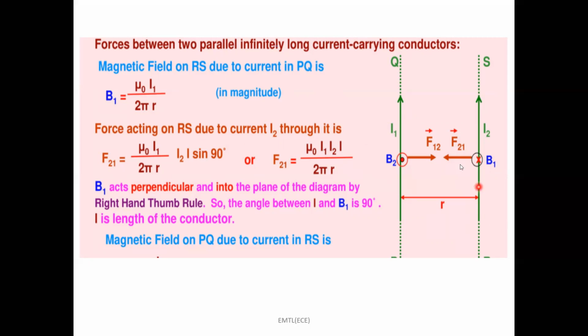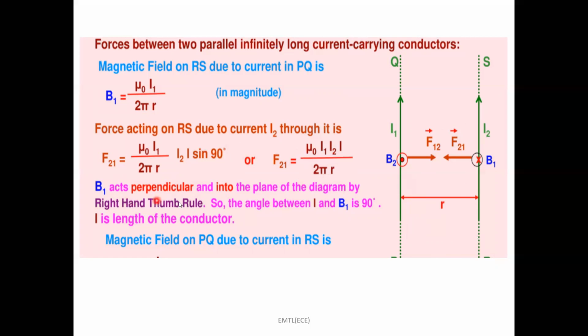So now the force acting on RS. So the force acting on RS due to I2 through it is expressed as F21 is equal to mu naught I1 by 2 pi R times I2 L sin 90. So this is the expression of force acting on RS due to current I2 through it. So simply F21 is expressed as mu naught I1 I2 L, here the sin 90 value is 1, divided by 2 pi R.